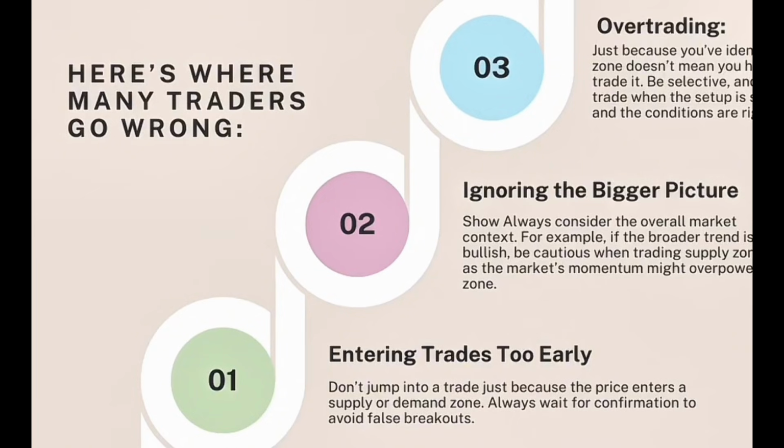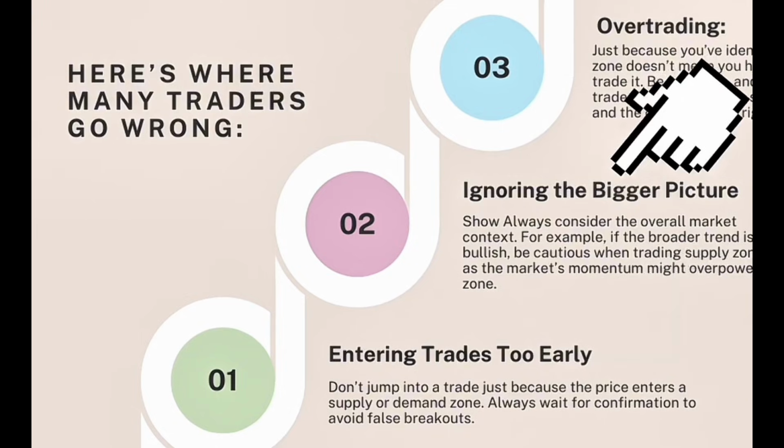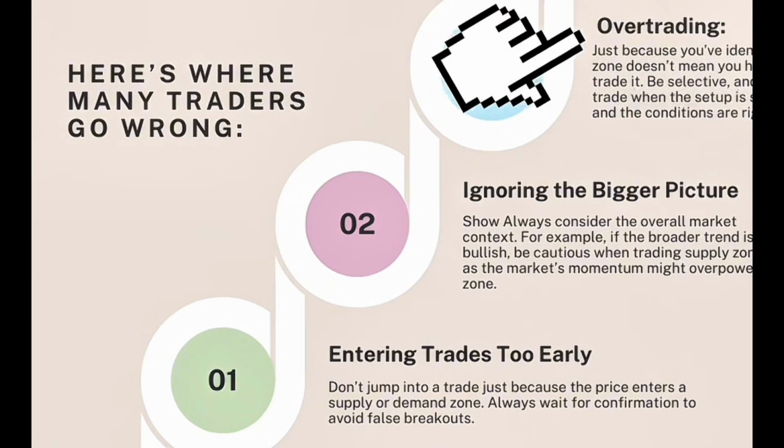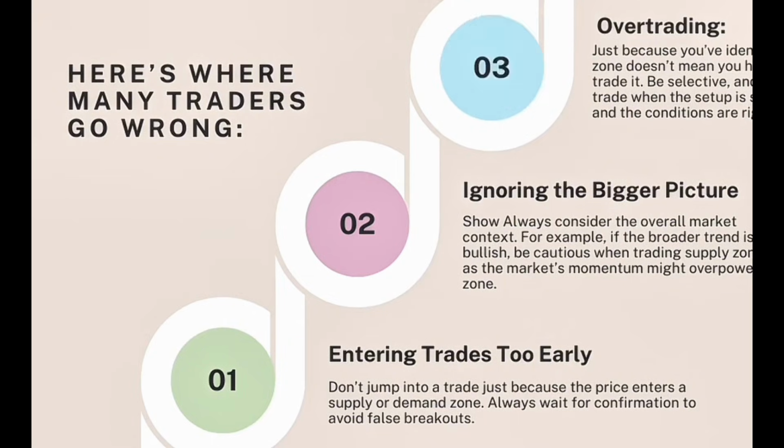Here's where many traders go wrong. Entering trades too early. Don't jump into a trade just because the price enters a supply or demand zone. Always wait for confirmation to avoid false breakouts. Ignoring the bigger picture. Always consider the overall market context. For example, if the broader trend is bullish, be cautious when trading supply zones as the market's momentum might overpower the zone. Overtrading. Just because you've identified a zone doesn't mean you have to trade it. Be selective, and only trade when the setup is strong and the conditions are right.